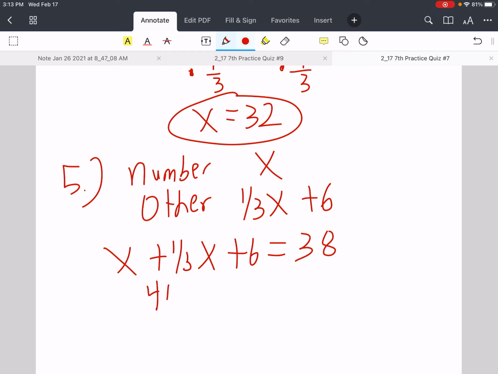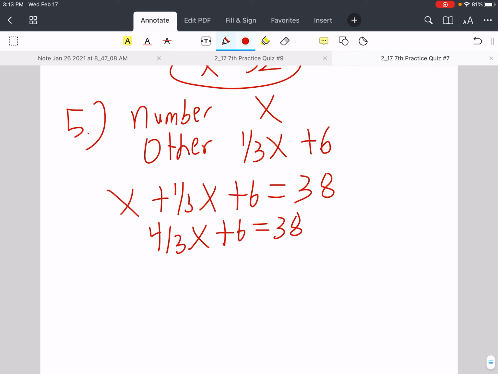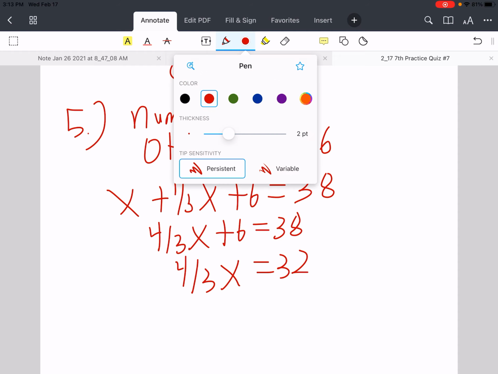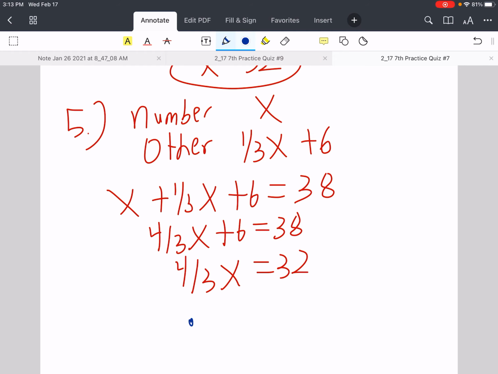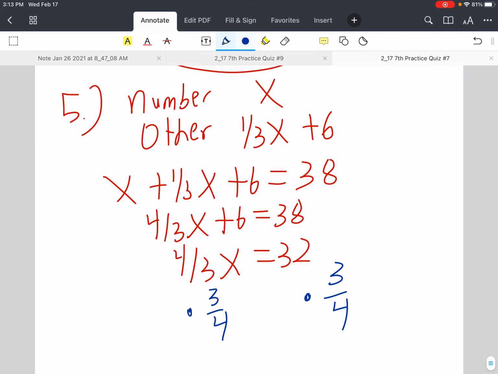Combine the x's to get 4/3 x plus 6 equals 38. Subtract 6 from both sides. 4/3 x equals 32. In order to figure out what x is, I'm multiplying both sides by 3/4. So again, I'm multiplying by 3, dividing by 4. X equals 32 times 3 is 96, divided by 4 is 24.